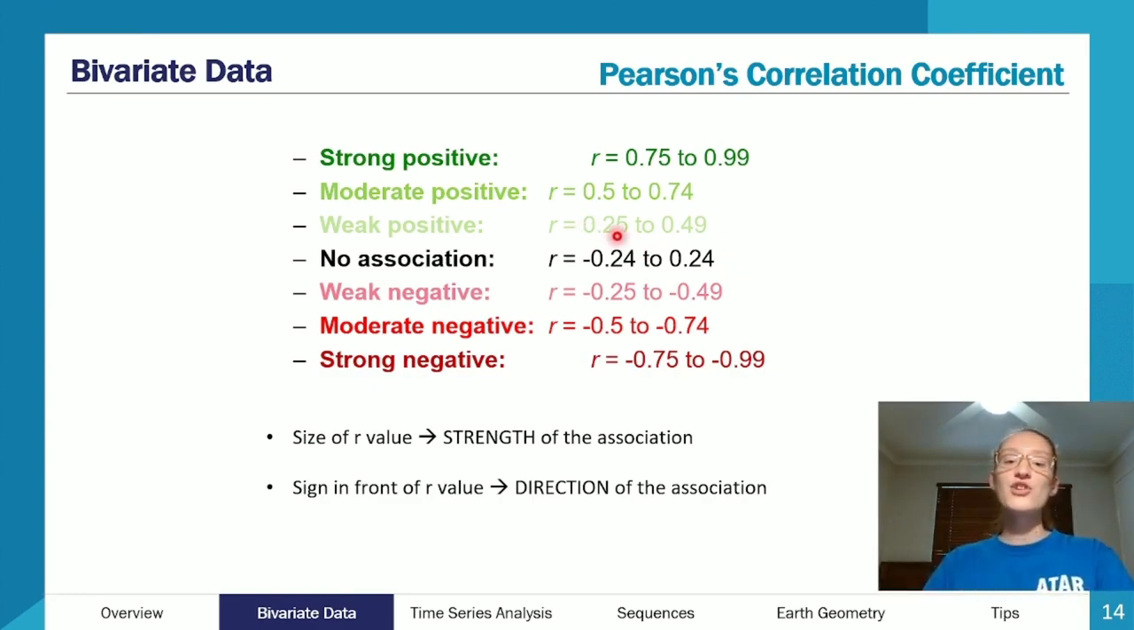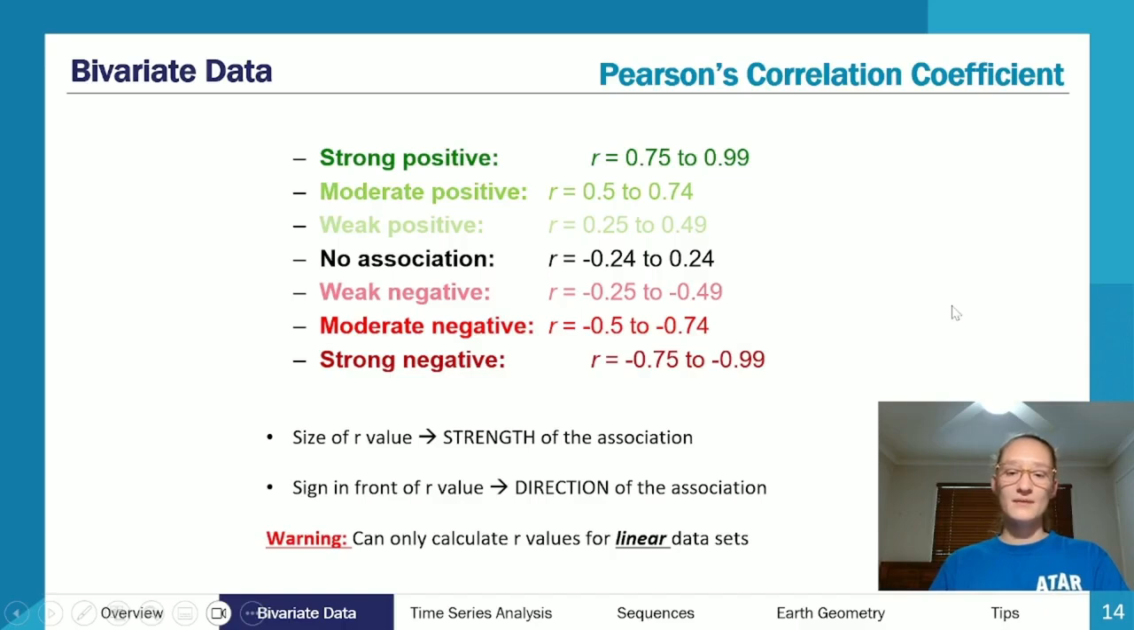This is an example of a classification system that you could use to help work that out. For example, the ones that are closer to 0 are what we call no association. As a general rule, the closer it is to -1 or +1, the stronger the relationship, and the closer it is to 0, the weaker the relationship. I'm going to illustrate that a bit clearer on our next slide.